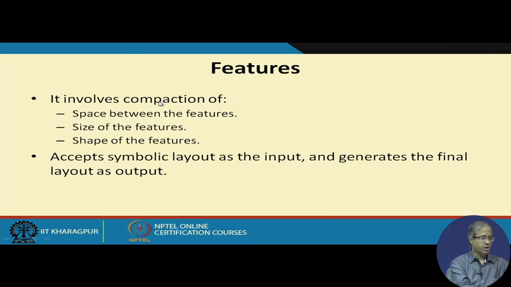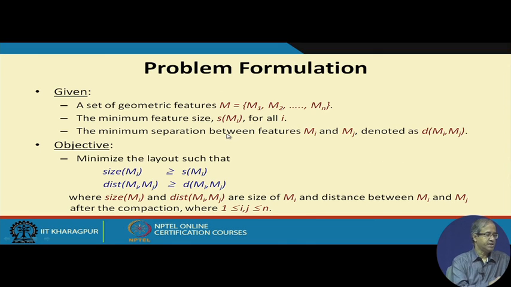So, when I talk about compaction, there are a few things: space between the features, size of the features, and shape of the features. Normally the shape of the feature is predefined in many cases, but in some cases there may be some constraint on the shape of the features as well. So, this can accept some kind of layout as input and generates the final layout as output. So, let us try to see the problem formulation.